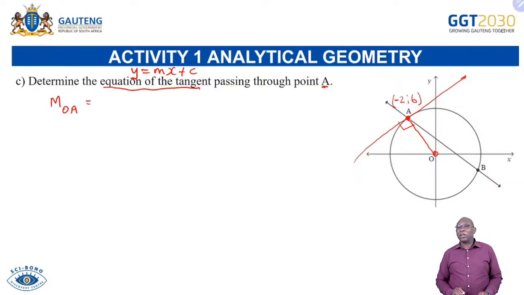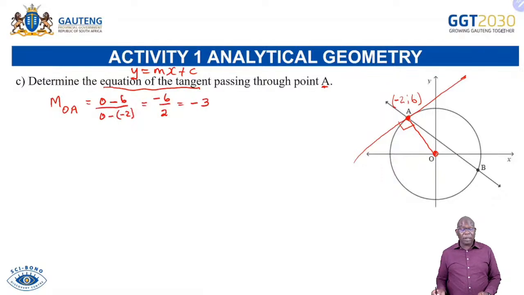What will be the gradient of OA? I want the gradient of O to A. The gradient of OA will be 0 minus 6 all over 0 minus (-2), which gives me -6 over 2, and then that will give us -3. So the gradient of that line is -3.